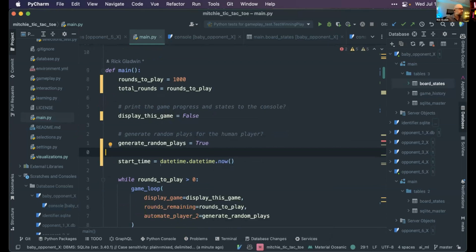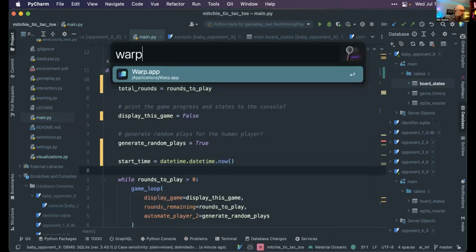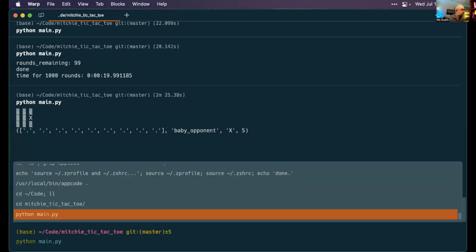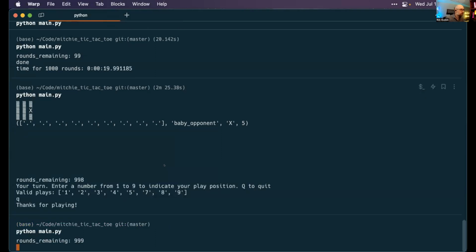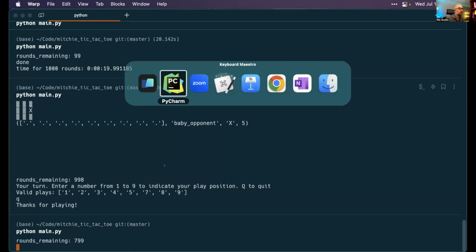Not really. So that should work out. Go back to the command line. And I'm just going to let this run. So we'll come back to that in a minute. That'll just count down as it goes.